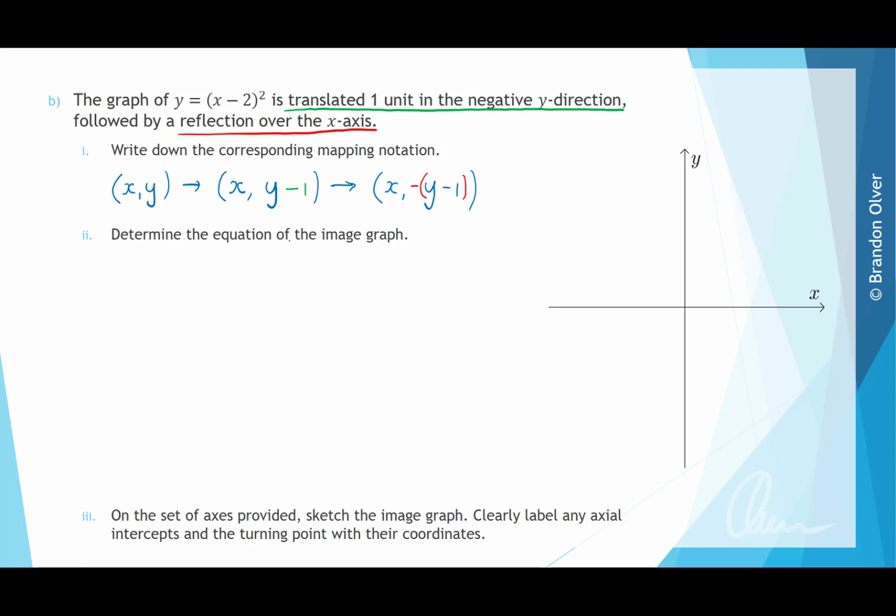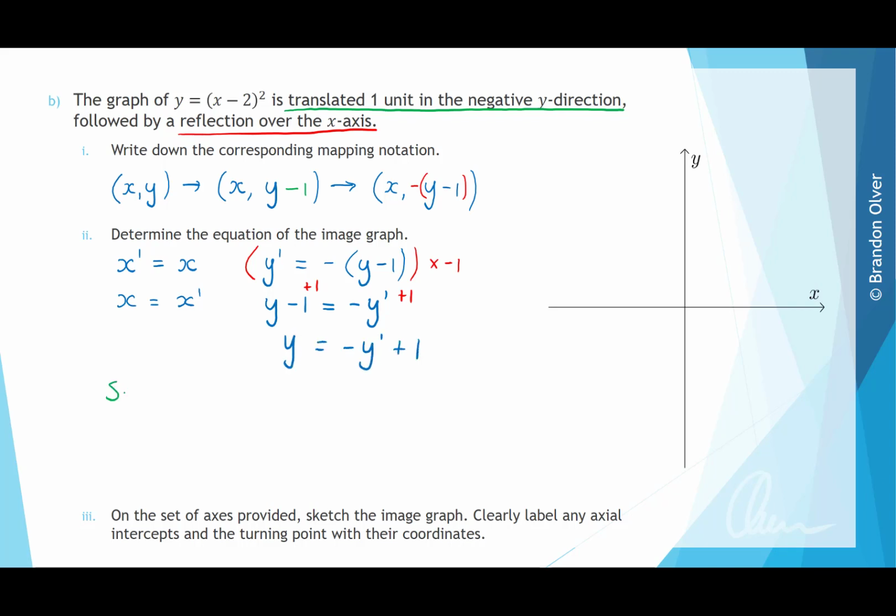For part 2, we want to determine the equation of this image graph. So we generate 2 equations. The first is that the transformed x value is just equal to x, and the second is that the transformed y value is equal to -y - 1. Once again, we solve for the non-dash terms, so we have x = x', and for the second equation we're going to start by multiplying everything by -1. So we find that y + 1 = -y', and then we add 1 to both sides of this equation, and that will give us y = -y' + 1.